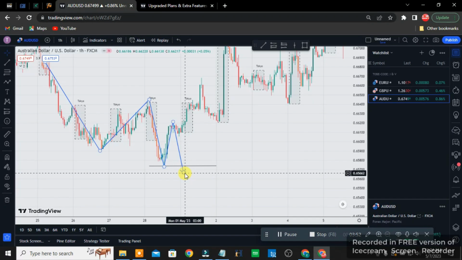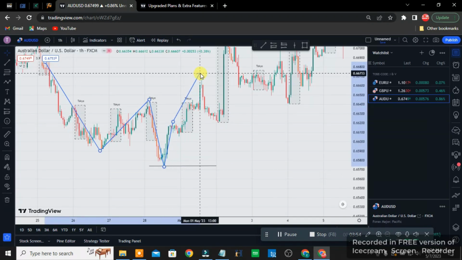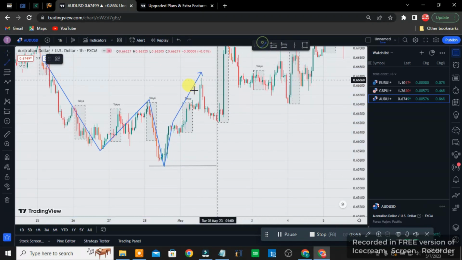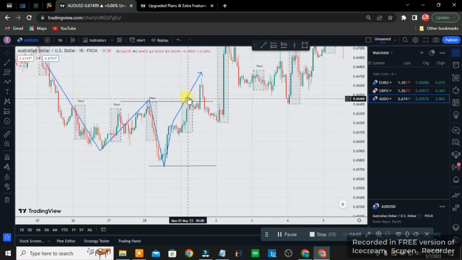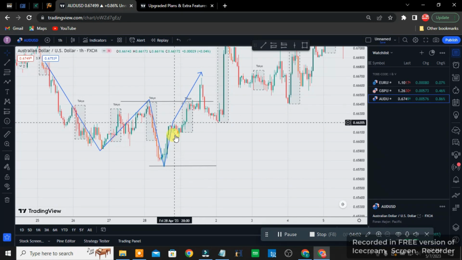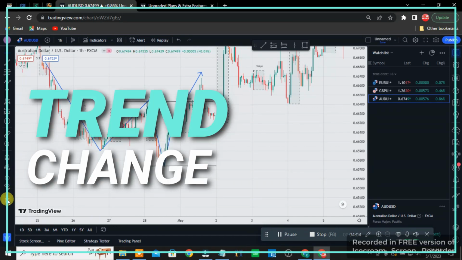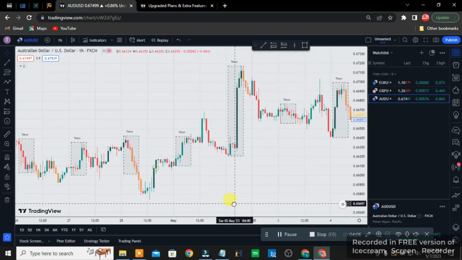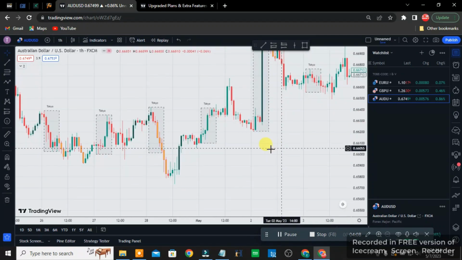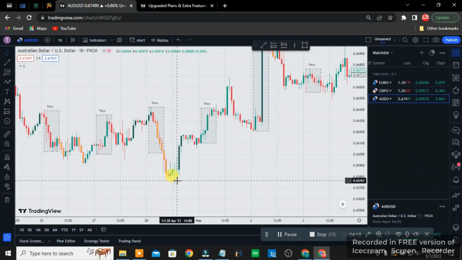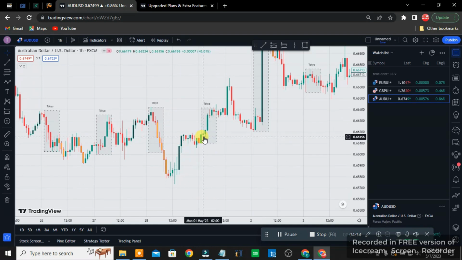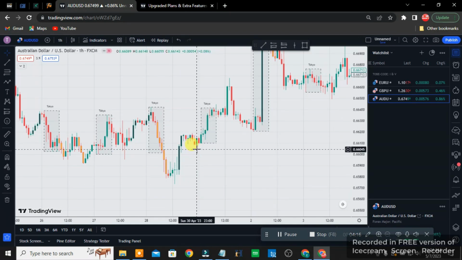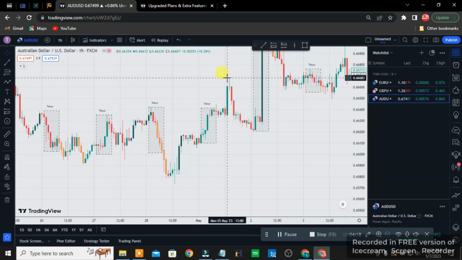But unfortunately, price made these highs and broke above this swing high here. So this is indicating a change in bias, a change in market structure. So I'll be looking to take a buying trade, because price did not make a new low, a lower low, breaking below this low. Instead, it made a high, broke above and came back to retest.